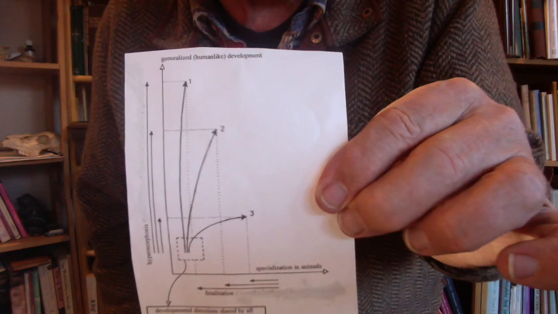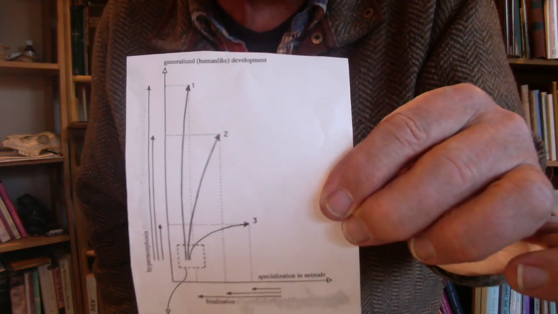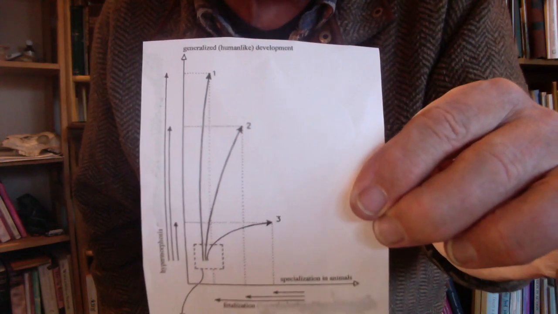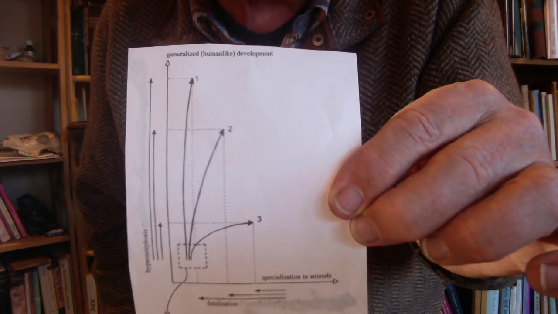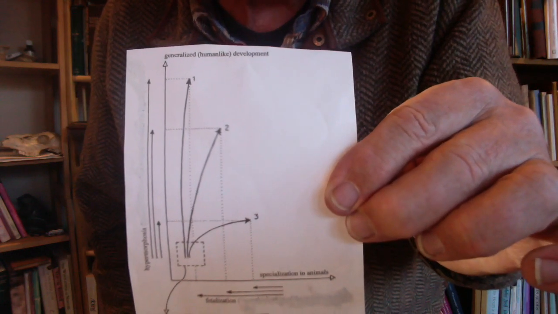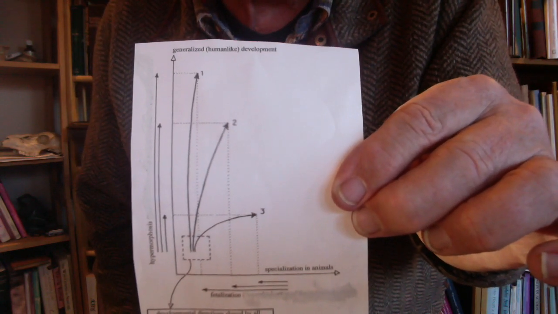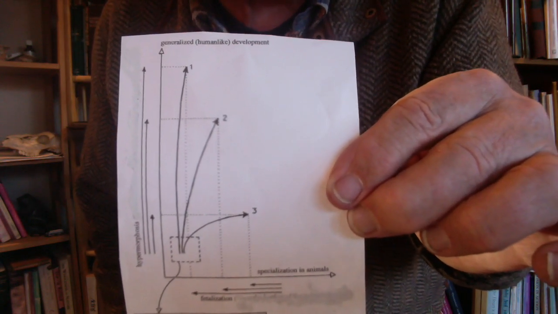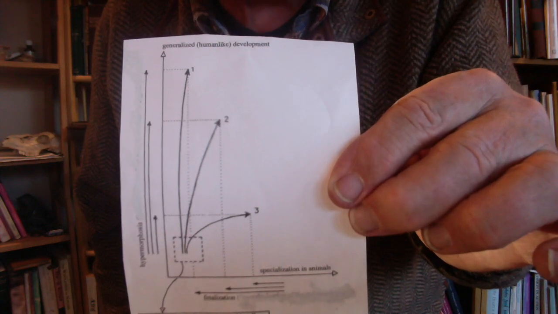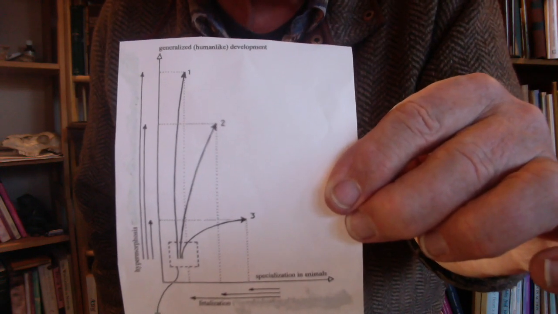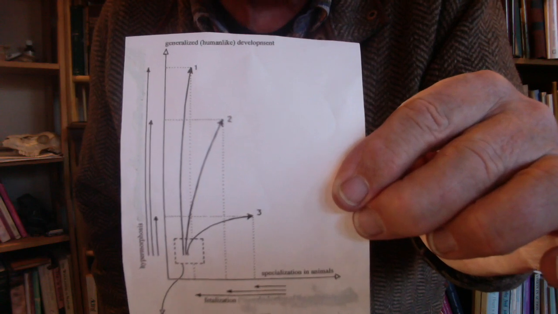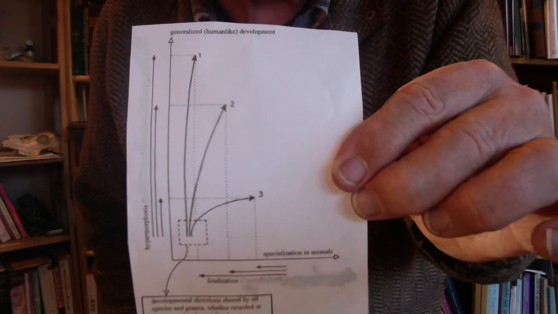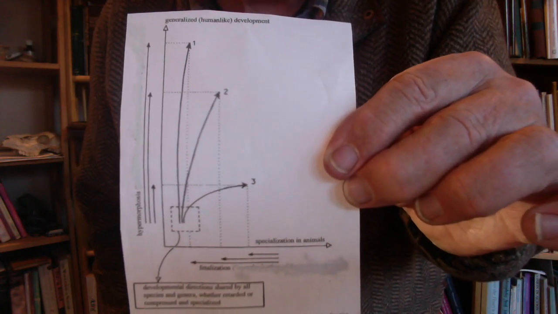In arrow 2, we see an organism that has undergone quite a bit of hypermorphosis, but it has also undergone a substantial amount of specialization, as shown by the arrow's movement to the right. Finally, in arrow 3, the organism in question has undergone specialization much earlier in its lifespan, and any tendency towards hypermorphosis has been curtailed due to compressed ontogeny.